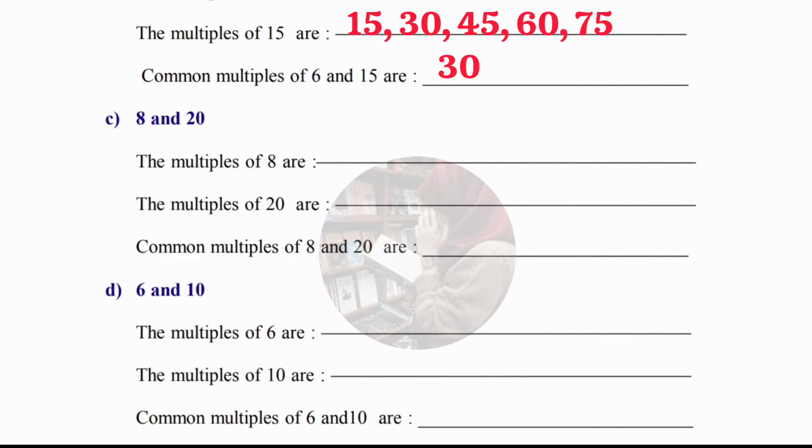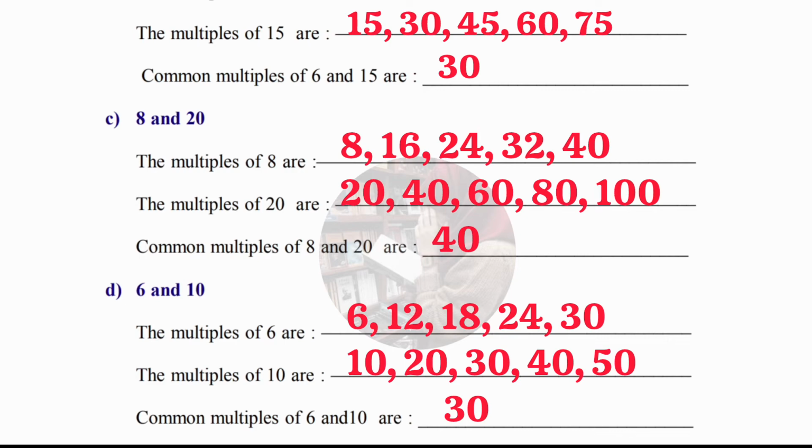Okay, let's see the third question, where the numbers are 8 and 20. We have to find the multiples of 8 and 20. Multiples of 8 are 8 ones 8, 8 twos 16, 8 threes 24, 8 fours 32 and 8 fives 40. Next, multiples of 20 are 20 ones 20, 20 twos 40, 20 threes 60, 20 fours 80, 20 fives 100. If you observe, only 40 is the common multiple. That's why the common multiple of 8 and 20 is 40.